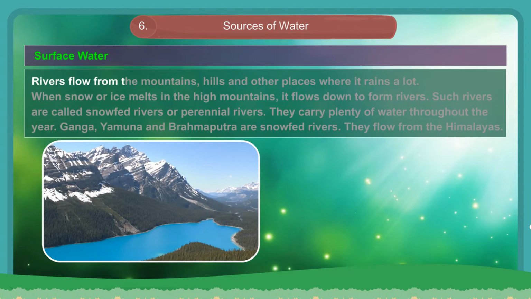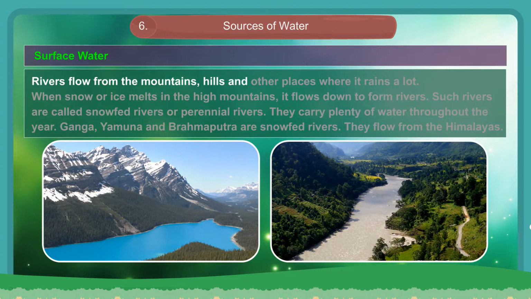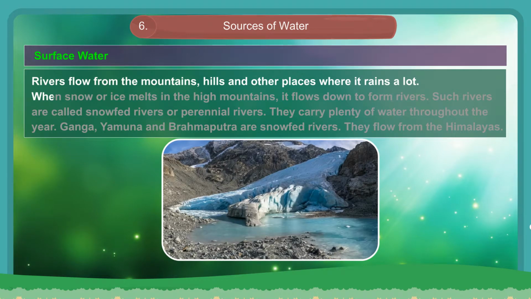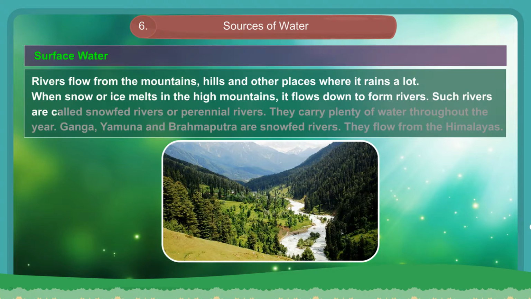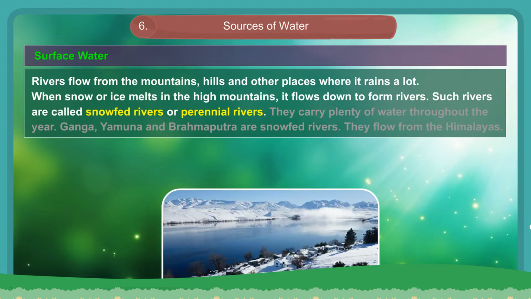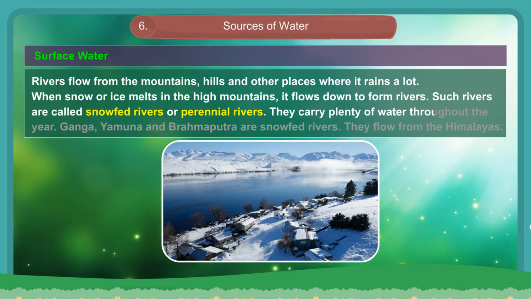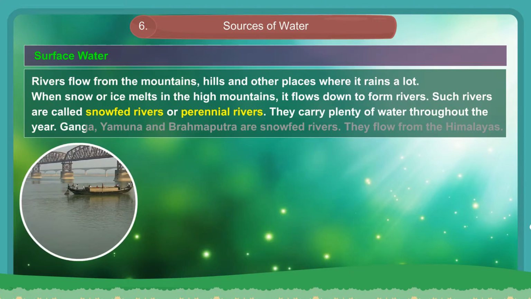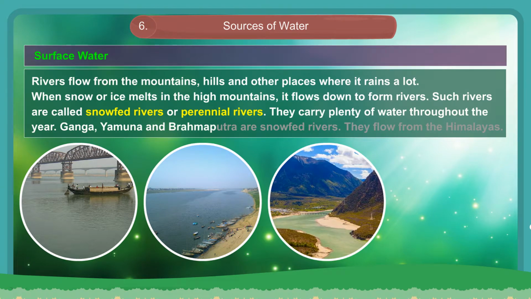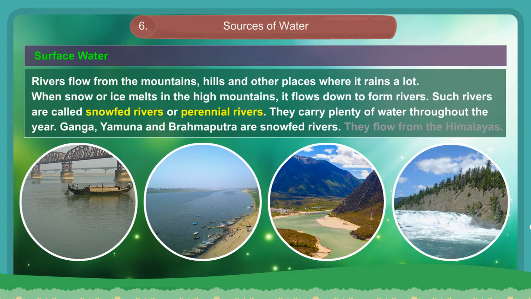Rivers flow from the mountains, hills, and other places where it rains a lot. When snow or ice melts in the high mountains, it flows down to form rivers. Some rivers are called snow-fed rivers or perennial rivers. They carry plenty of water throughout the year. Ganga, Yamuna, and Brahmaputra are snow-fed rivers. They flow from the Himalayas.